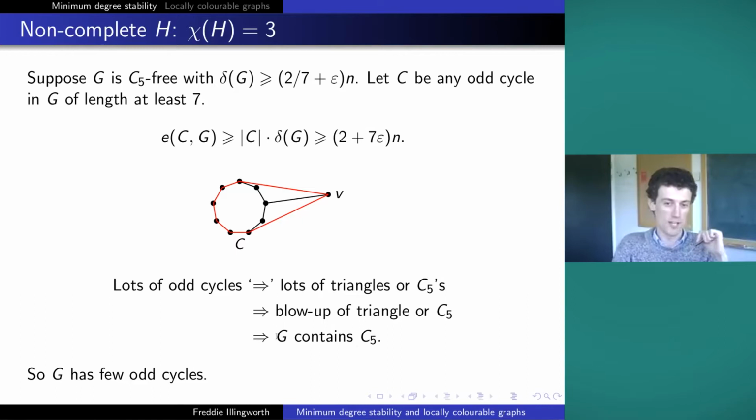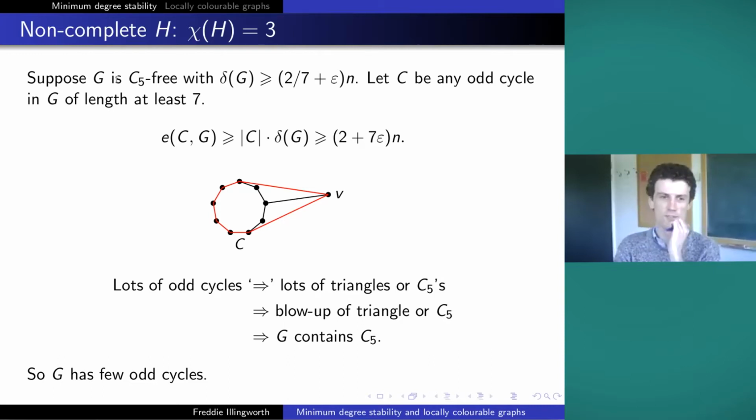If G hasn't got many odd cycles, then one would hope, and indeed the graph removal lemma suggests, that you could delete few edges from G to remove all these odd cycles. So you could delete little o of n squared edges from G to remove all the odd cycles. So G should be close to being bipartite. So this essentially establishes what we wanted: above 2/7, your 5-cycle-free graph is close to being bipartite.